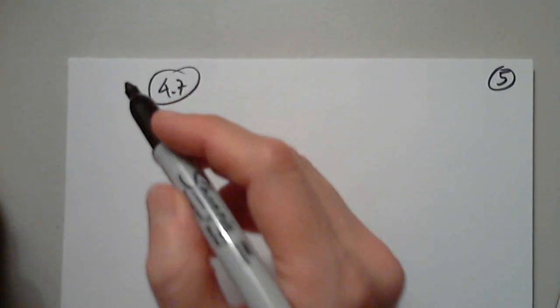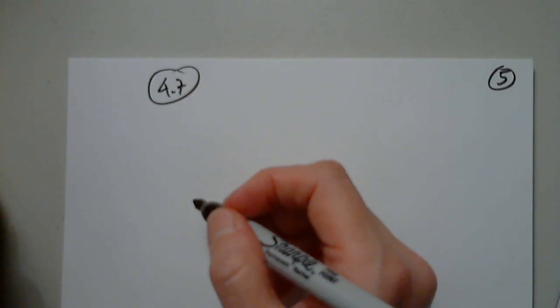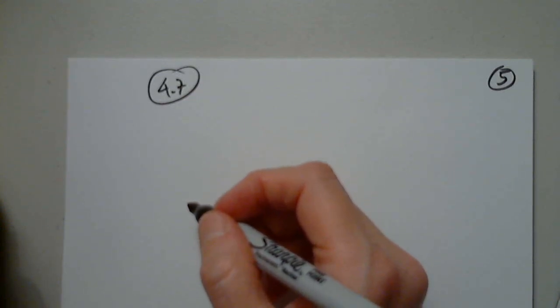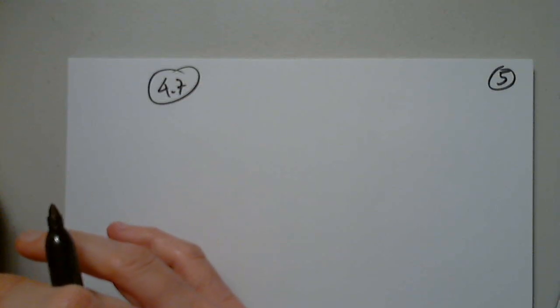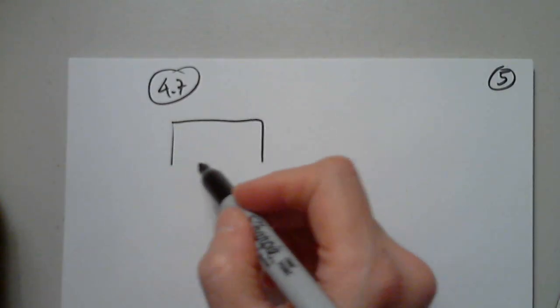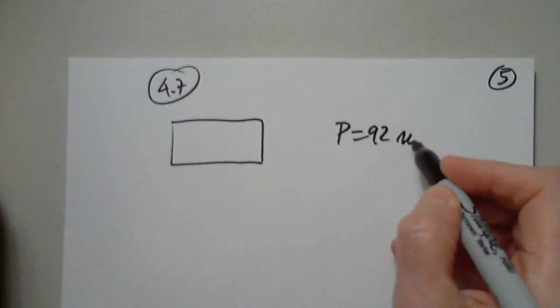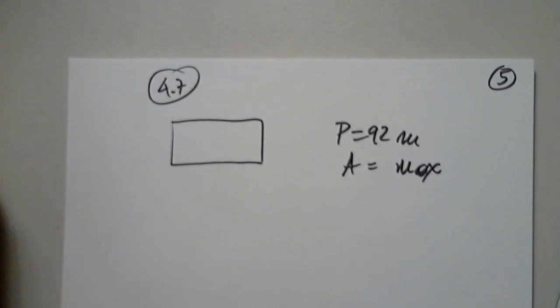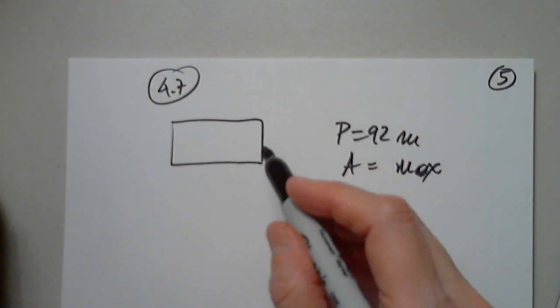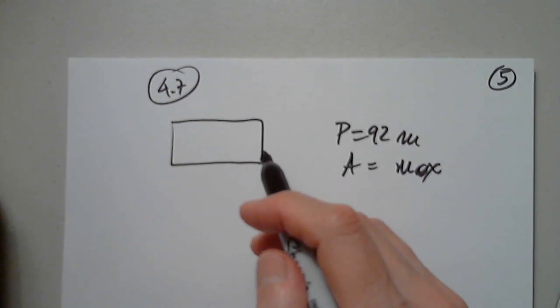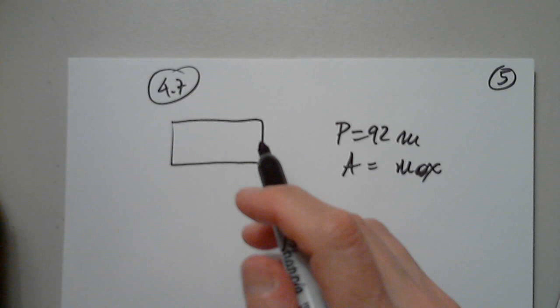Optimization 4.7. How about this one? Find the dimensions of a rectangle, in meters, with a perimeter of 92 meters, whose area is as large as possible. Any relationship here? It doesn't say any. That's it?